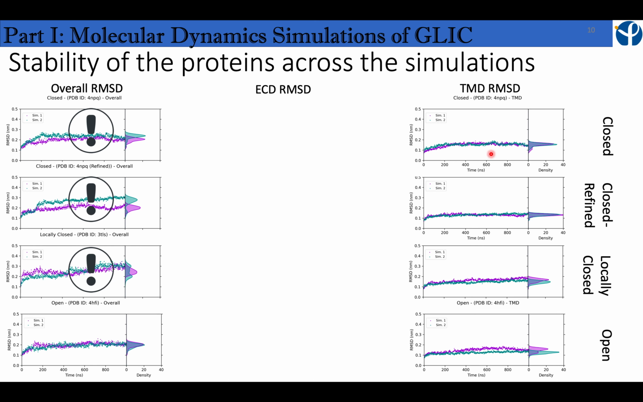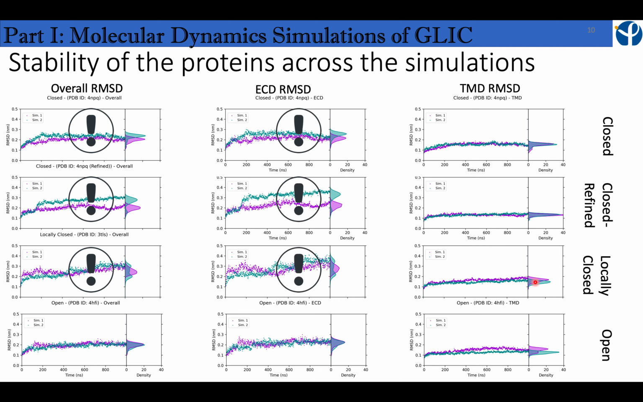RMSD in TMD is quite small actually, it's about 1 angstrom. 1 angstrom does not mean that there's nothing happening there, but it basically means the conformational change is quite small. Now, if we plot ECD RMSDs here, you can see that the major conformational change is due to the changes in the ECD for locally closed, closed, and refined structures. But in open state, it is quite stable.